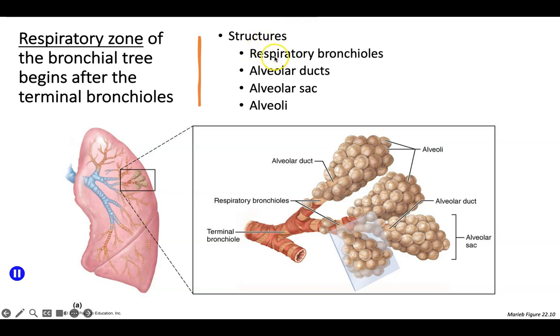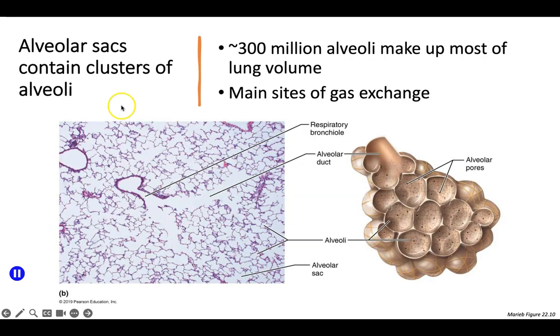The respiratory zone structures include those respiratory bronchioles, as well as alveolar ducts, the alveolar sacs, and finally, these little grape-like structures, they look like grapes at least, called alveoli. And these are going to be the main sites of gas exchange in the lungs, the alveoli. So the alveolar sacs contain clusters of these alveoli.